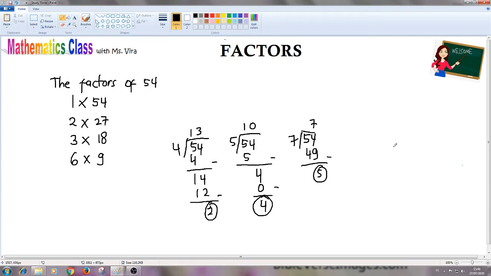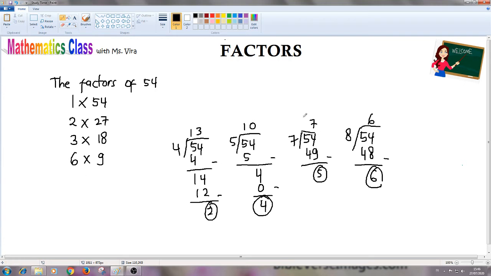54 is not divisible either by 8. So 54 divided by 8, 6, 48, and then it will give 6 as the remainder. Because 54 is not divisible by 7 and 8, we will not write it over here.